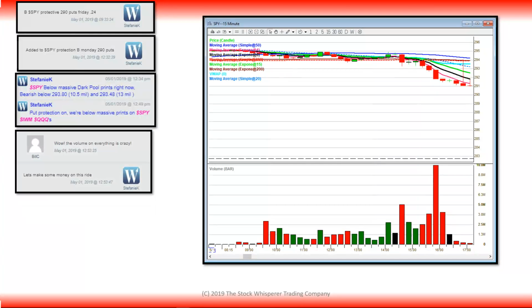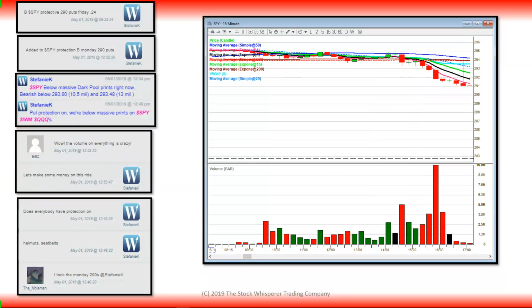And so Bill wrote, wow, the volume is crazy. And then I tried to assure my traders, because I had a lot of new traders in my room, that we're going to make money on this ride. Like, this is okay. I'm very, very calm when we have a correction. It's okay. We're below the prints, everybody. Everybody was so quiet. I'm telling you, you could hear a pin drop in my room.